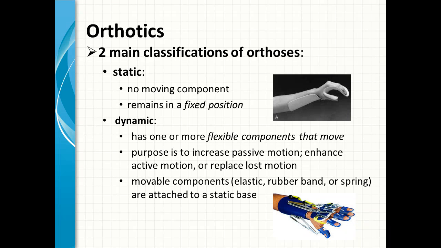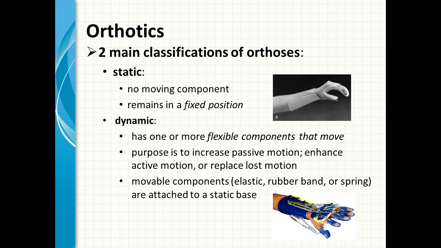There are 2 main classifications of orthosis, static and dynamic. Static has no moving components and remains in a fixed position. On the right-hand side of the slide, there is a photo of a resting hand splint, which is made of thermoplastic material. And the splint immobilizes the wrist as well as the digits of the hand, preventing them from going into flexion.